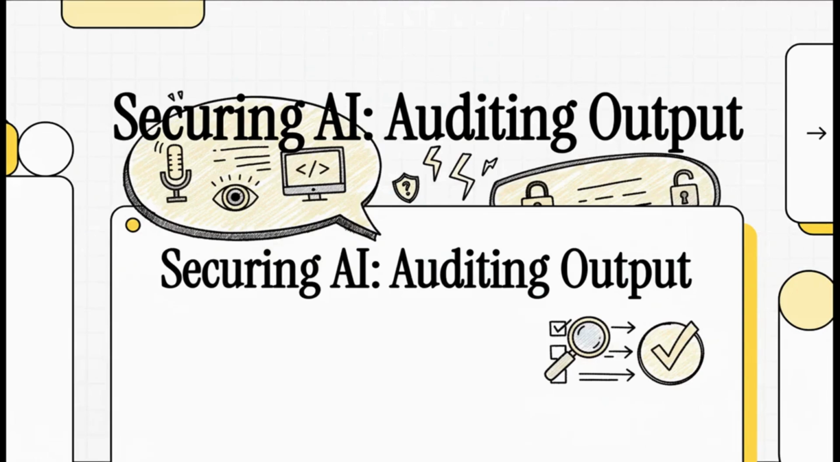When we think about securing AI, our minds usually jump to things like firewalls, maybe encrypted data, but the most unpredictable and honestly the most harmful frontier isn't the server room, it's the chat window. The real risk, the thing we really need to worry about, is what an AI actually says and does. And that's exactly why today we're going to break down how you audit AI output.